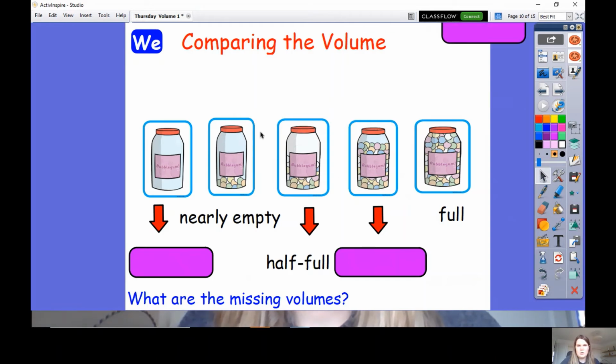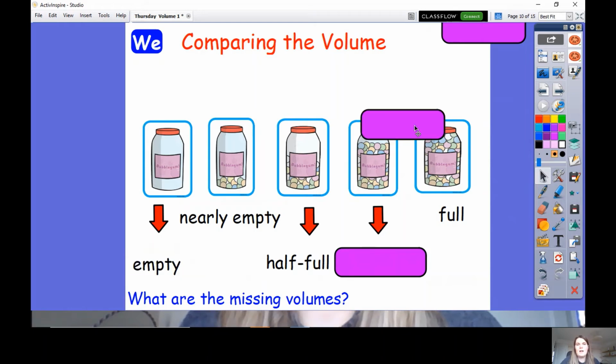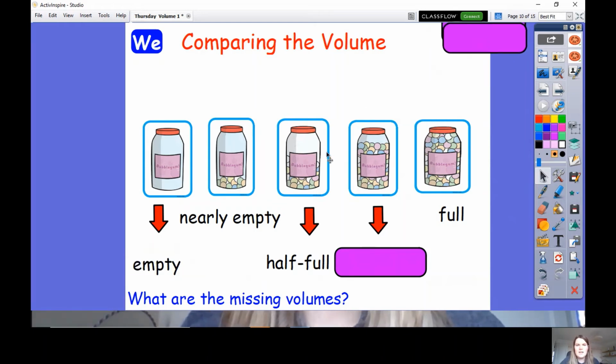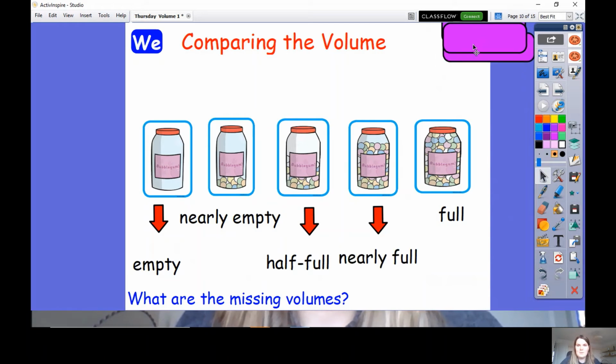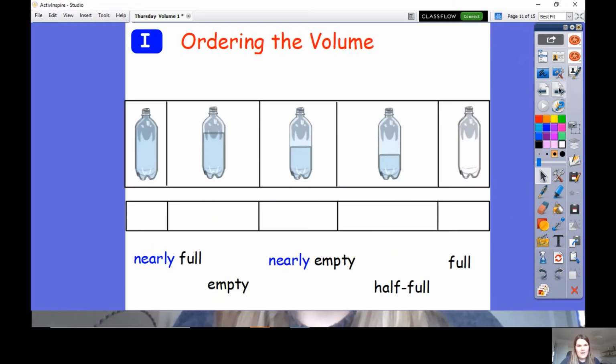Right, we've got two more. What do we think? Which one do we want to guess? We've got nearly empty, half full, full. Empty. Which one's empty? The one on the left, the one that's got nothing in it. Well done. That is empty. So what's our last one? Nearly full. Fantastic. We know it's nearly full because it's almost at the top to make the container full. Great work, everyone. Okay, this time we're ordering again, but all the orders have been taken away.